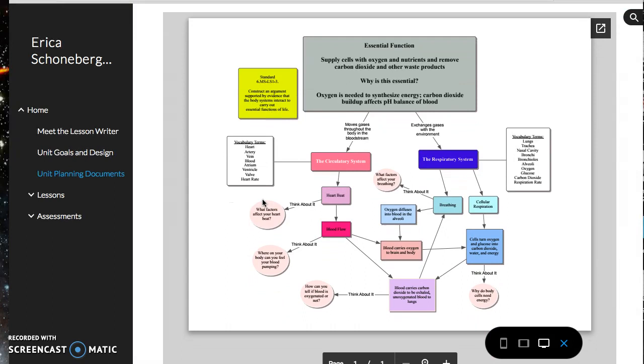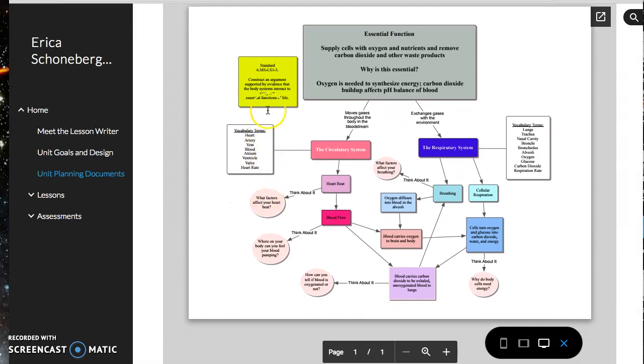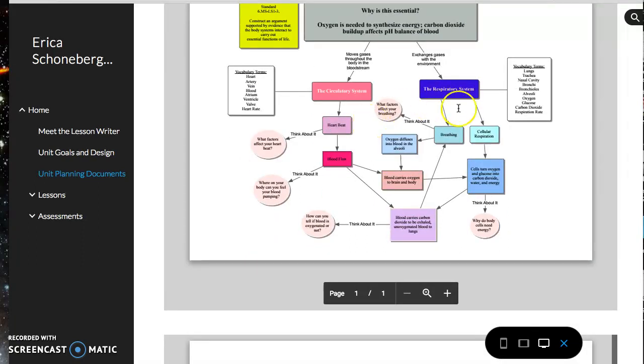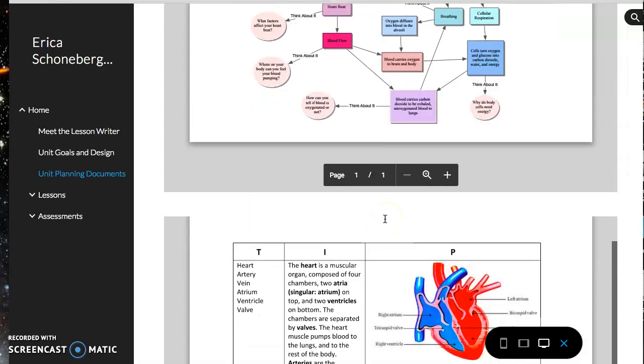Started out my planning by building a concept map here that has the standard in it. And goes through some of the essential functions to think about why they are essential and how one would use them in an argument to make your statement about body systems interacting. This particular concept map demonstrates how the respiratory and circulatory systems interact, as these boxes in the middle have influence from both sides, both systems.